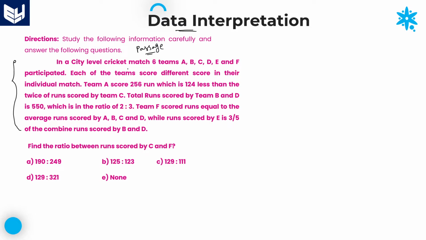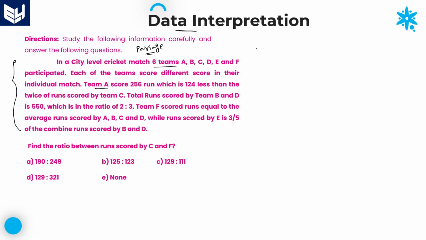In a city level cricket match, 6 teams A, B, C, D, E, F participated. Total 6 teams are participating in a city level cricket match. Each of the teams scored a different score in their individual match, and each and every team scores different scores. Now the information starts at this position.